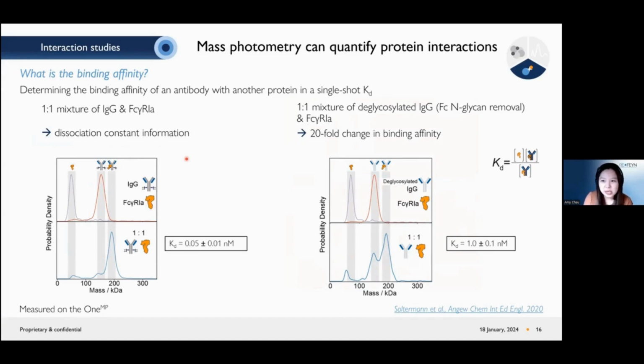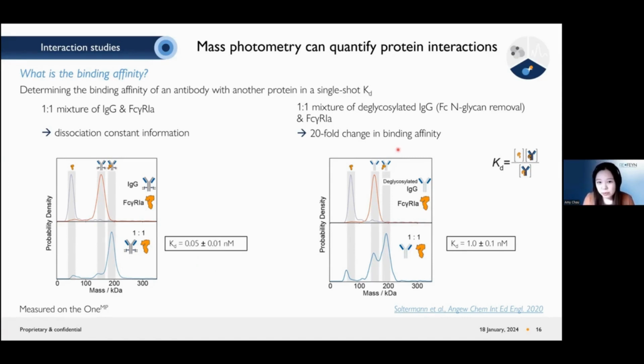So on the left here, we are looking at a glycosylated IgG and its interaction with an Fc receptor. From the top panel here, we have each of the components measured separately, and the bottom panel is a 1-to-1 molar mixture. And we can quantify the regions that belong to the receptor alone, the antibody alone, and this complex. So the regions are grayed out, and we can extract the number of particles in those regions. That value can be converted into concentrations of each of these components, and then we get the dissociation constant. The calculated dissociation constant shown here tells us that this combination has a very tight interaction.